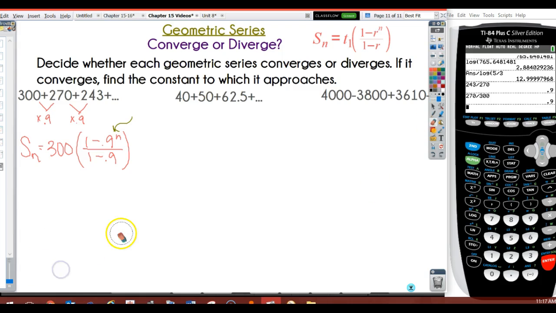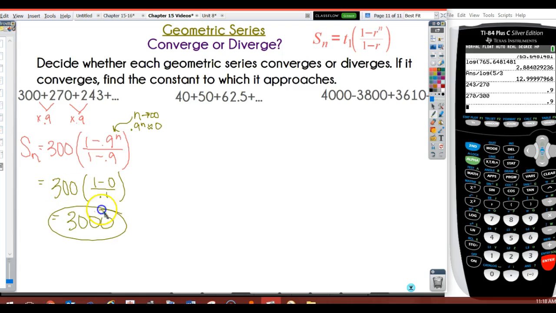And so we can say that as n approaches infinity, this 0.9 to the n is pretty much 0. And if it's pretty much 0, I'm going to replace it with an actual 0. And so I will end up with 1 over 0.1 times 300, which will give me 3,000.